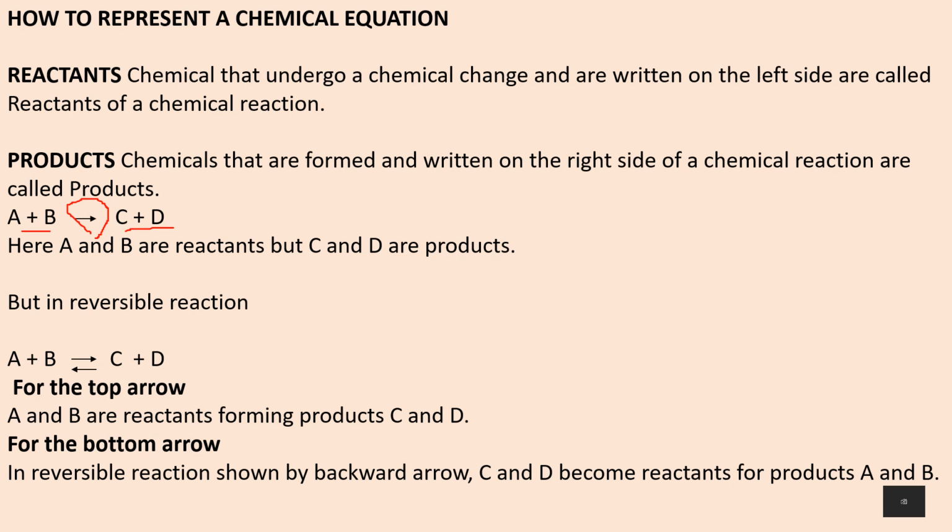In a reversible reaction, we have 2 arrows. The one on the top indicates the forward direction of the reaction, and the bottom arrow indicates the reverse direction of the reaction. For the forward reaction, A and B are reactants and C and D are products. But for the bottom arrow, C and D are the reactants and A and B become the products.